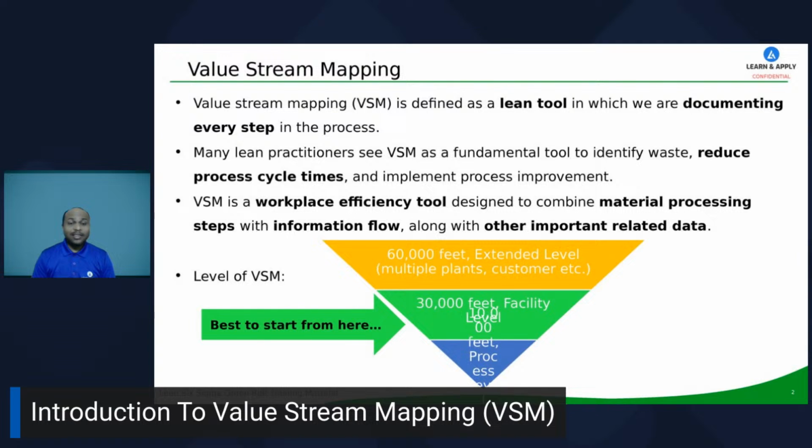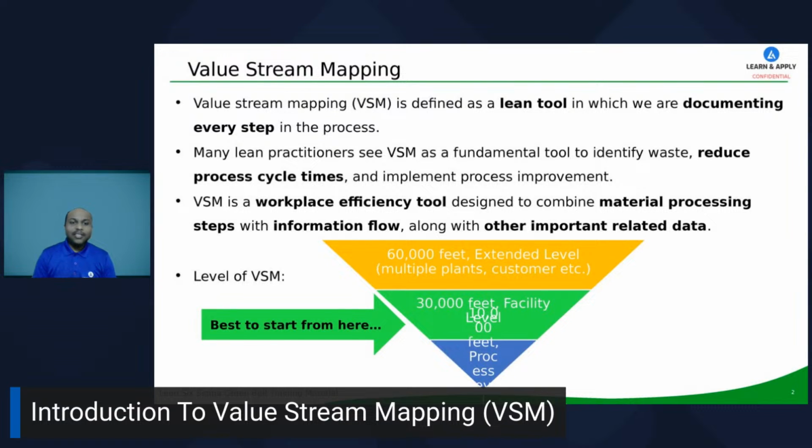Now, which is the right level of VSM to start with? There are 3 levels of VSM depending on what your scope is for this value stream mapping. The first level is called a high level, or it is also called the extended level. We can say it is a 60,000 feet view, in which the scope is multiple plants, multiple customers, and multiple suppliers that we are going to take into consideration.